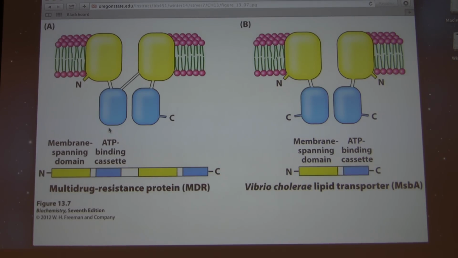A different type of ATPase is known as the ABC transporters. They're called that because they have a common set of domains, that is, a common set of structures that are labeled ABC. Now, there are many ABC transporters, but one very interesting one is known as multidrug resistant protein. Multidrug resistant protein can be found in quite a wide variety of cells. One of the places where we can see this is in our cells when we're trying to treat with chemotherapy.